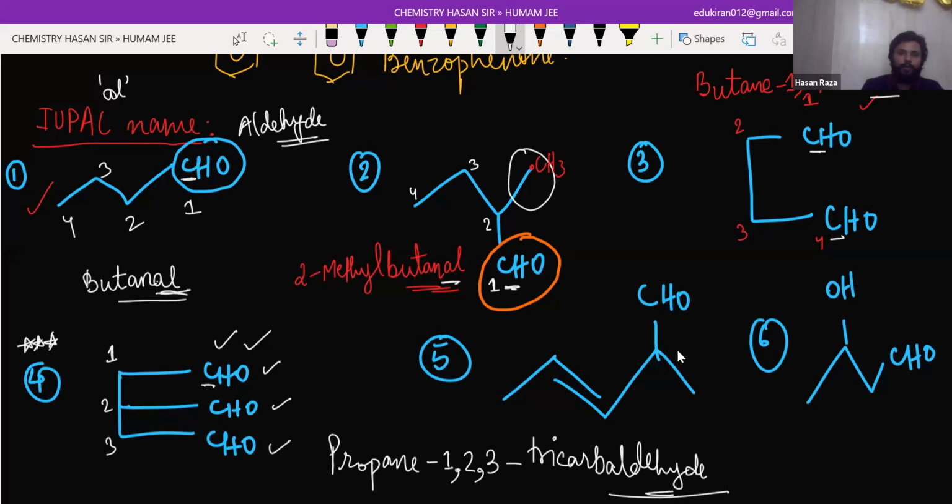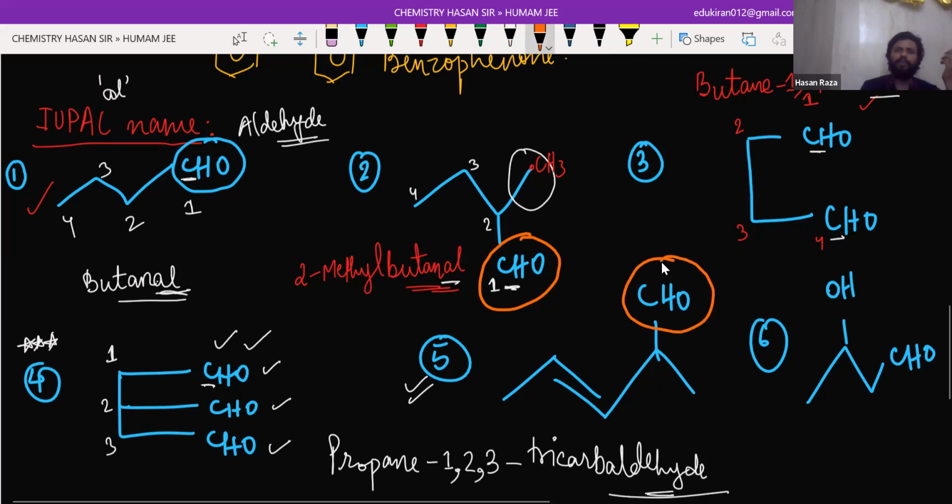Now going to the next one, the fifth one. Always remember, whether it is a double bond, triple bond, or substituent, that doesn't matter. If a functional group is there, there is a double bond and a functional group, to whom are you going to give preference? That is your functional group. So numbering and naming everything will be on this basis.